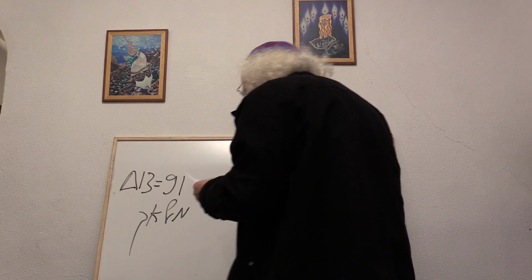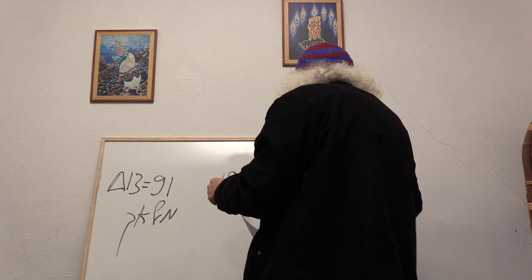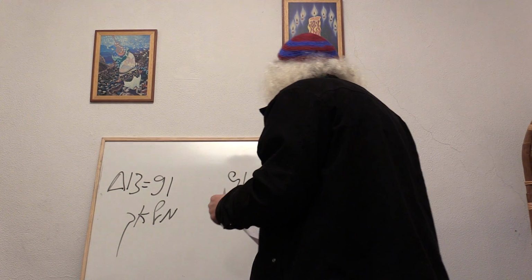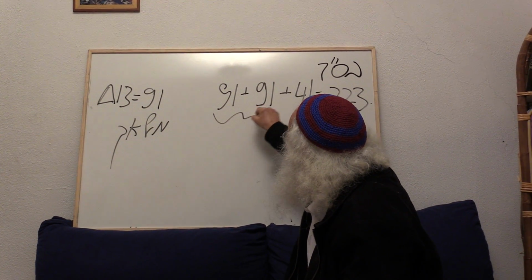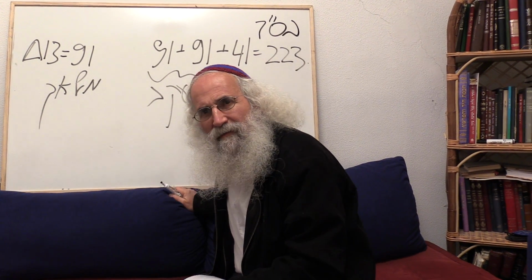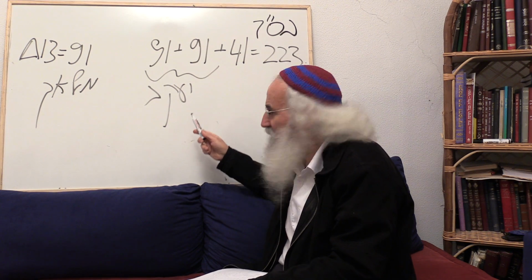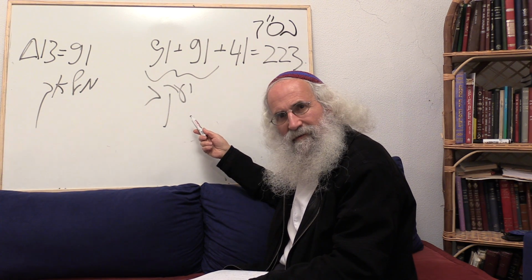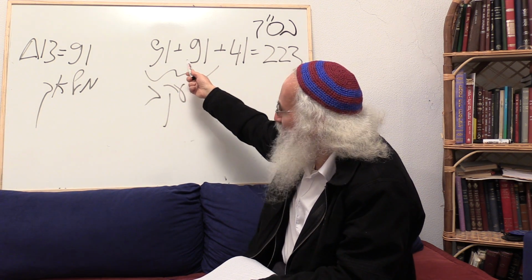equals 223. Now, what is 91 plus 91? Yakob. So who is David? David is Yakob. It's what we say all the time, that the rabbi is David, is an Iran, and is Yakob. And it corresponds to the concept of angel.